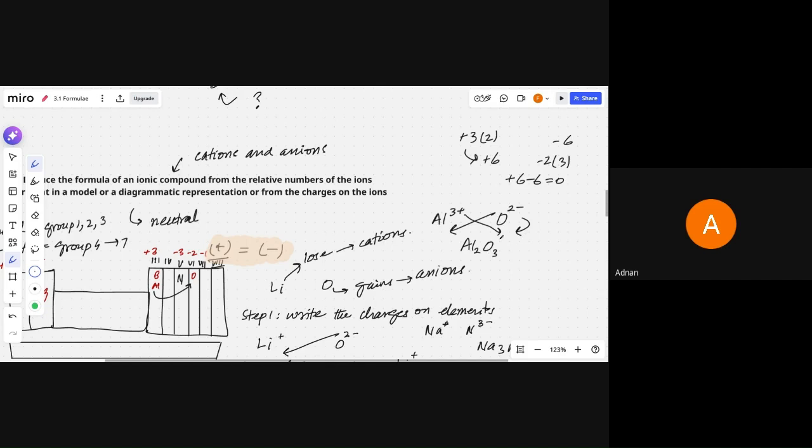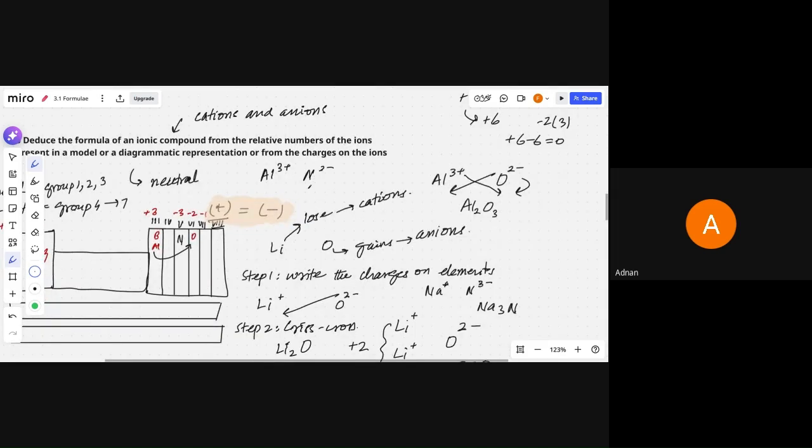Another thing I need to mention is that when the charges are the same on both the metal and non-metal, for example, aluminum wants to make a bond with nitrogen. Aluminum is +3, and nitrogen is 3-. So we write the formula with the simplest ratio. The formula will not be Al3N3, but AlN, right?